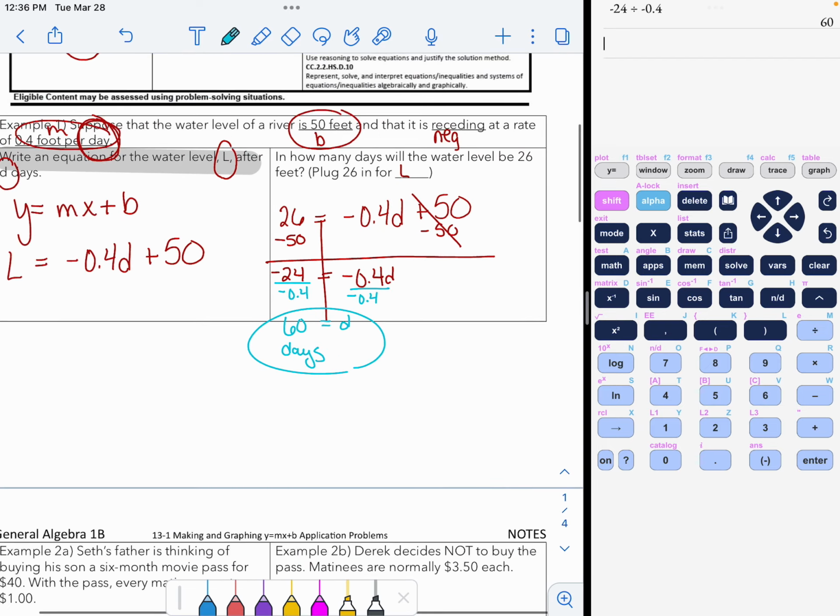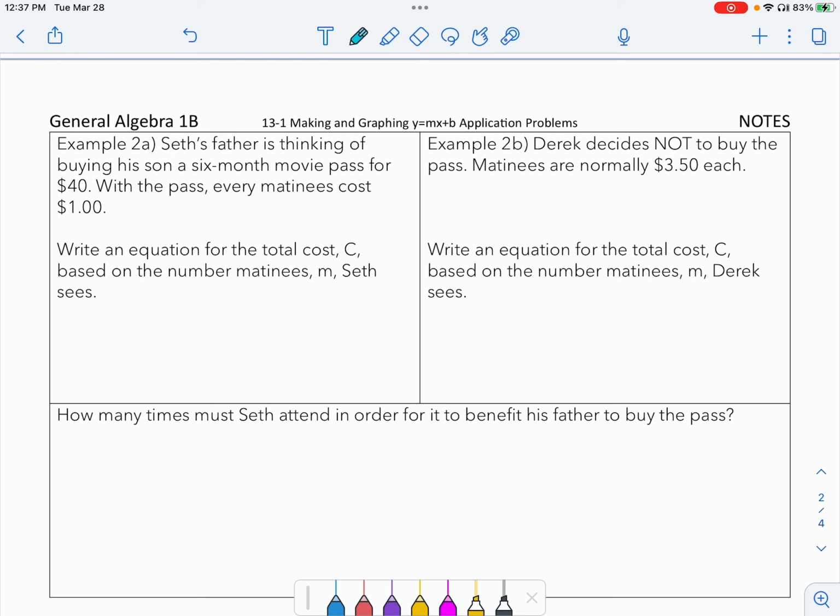Number 2, let's do the same thing again. We'll see what we're going to plug in for on this one. Get rid of that calculator. Seth's father is thinking about buying his son a 6-month movie pass for $40. That was nice. If you have that pass, every matinee is only $1. Write an equation for the total cost C based on the number of matinees M that Seth will see.